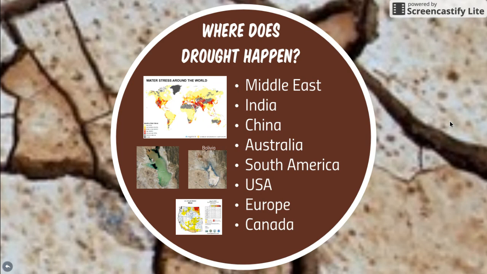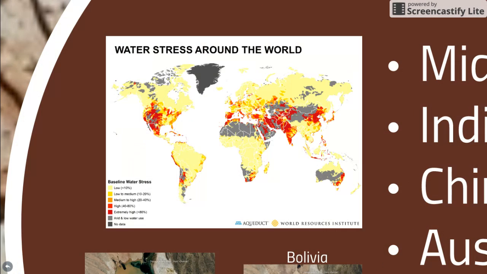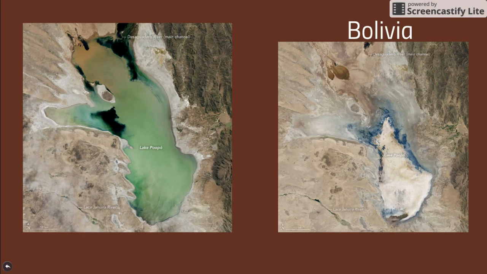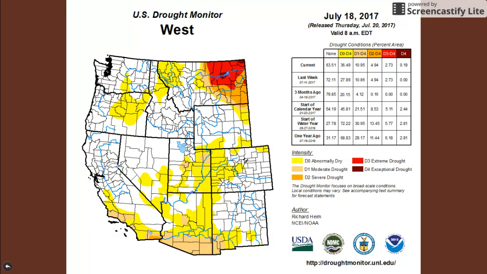Even Canada experiences the dry effects of drought. In British Columbia, high temperatures, low snow coverage, and receding water levels have led to early water conservation strategies. Now, if we take a look at this map, the darkest red is the most affected areas in the world. This is an example of the Bolivian drought. It shows the difference in the lake over the drought period. And this is a map of the most affected areas in the west part of America.